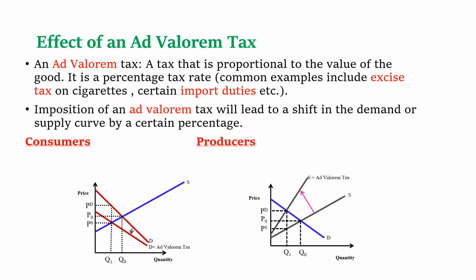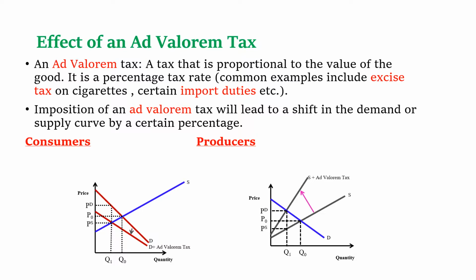Now let's look at the effect of an ad valorem tax. What's an ad valorem tax? It is just a tax that is proportional to the value of the good, right? They look at the value and then they tax you based on the value of the good. So it is just a percentage tax rate. Common examples include the excise tax on cigarettes, certain import duties, etc.